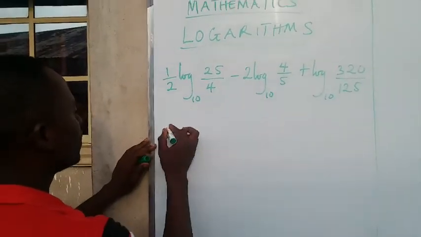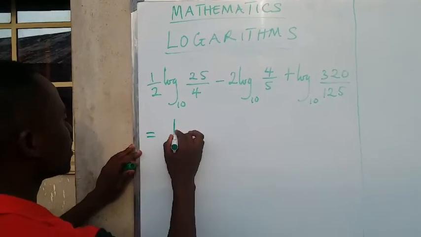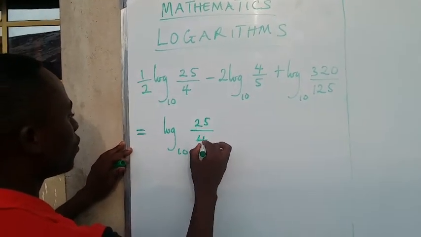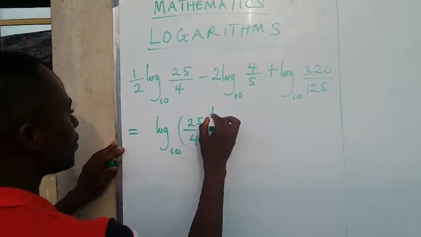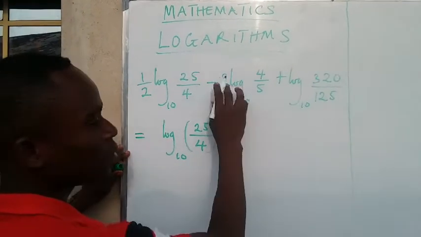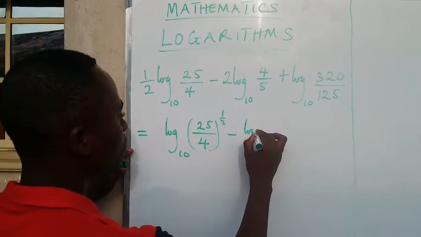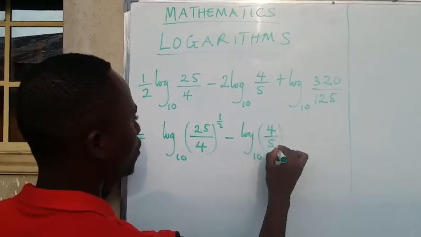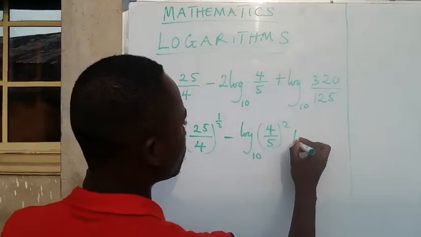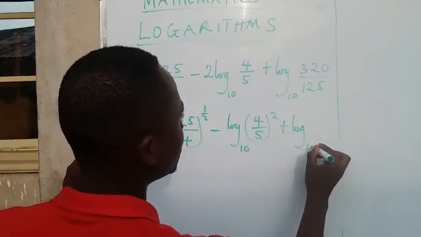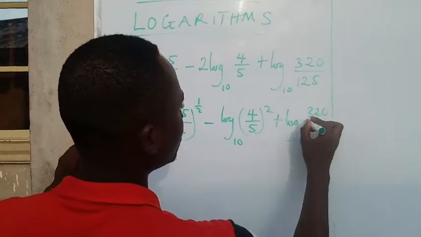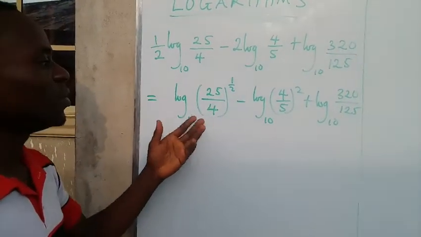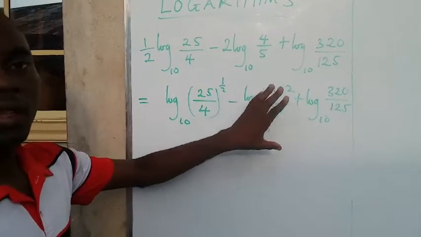So we are going to use that means to eliminate these factors multiplying any of the logarithms. So for the first term, we are going to rewrite it as logarithm to base 10 of 25 over 4 all raised to the power of half, minus the same thing in the second term, logarithm to base 10 of 4 over 5 all raised to the power of 2, plus logarithm to base 10 of 320 divided by 125. Good. Now we are going to simplify each of these powers if there is.